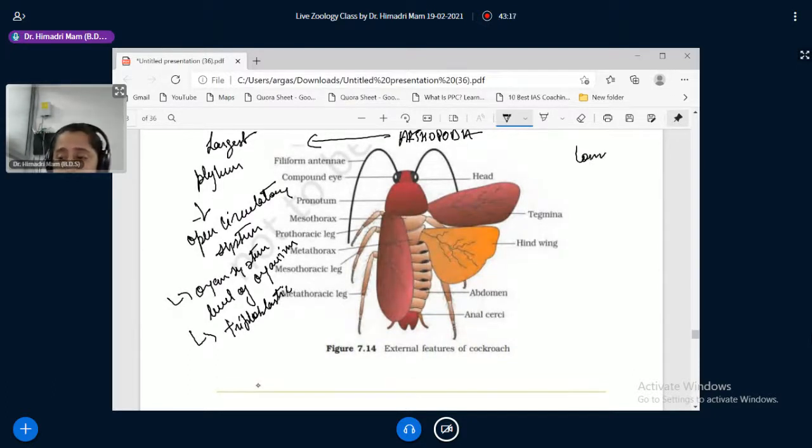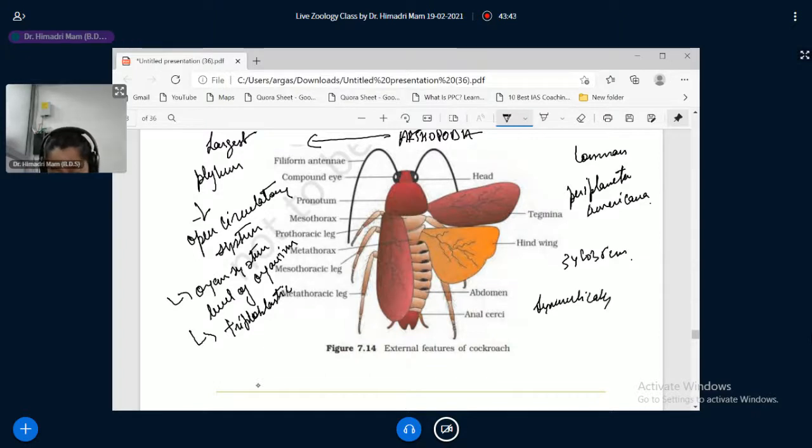The common species is Periplaneta americana. Right. And it's 34 to 35 centimeters. They have 2 pairs of wings and are bilaterally symmetrical, divisible into head, thorax, and abdomen.